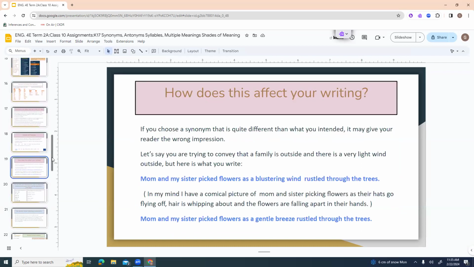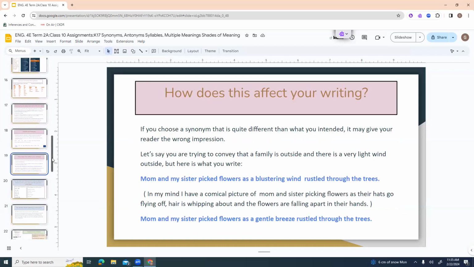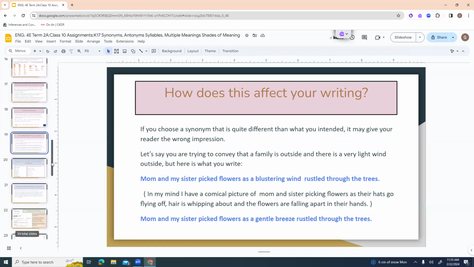Okay. How does all this affect your writing? This is kind of what we were talking about.